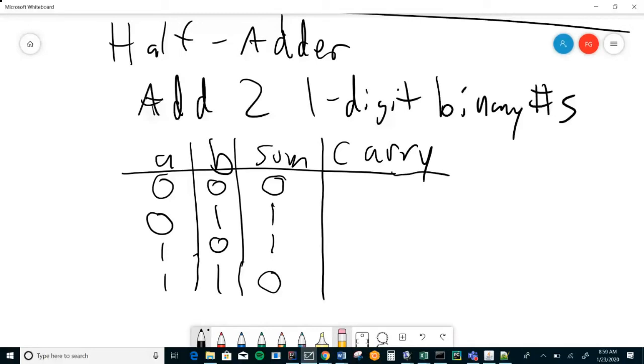So let's work out what our carry bit is for each of these situations. If I add 0 plus 0, what's my carry? 0. 0 plus 1, what's my carry? 0. 1 plus 0, what's my carry? 0. 1 plus 1, what's my carry? Now we're getting somewhere, right? So this is good because each of these 4 combinations results in a distinctive 2-bit output pattern.